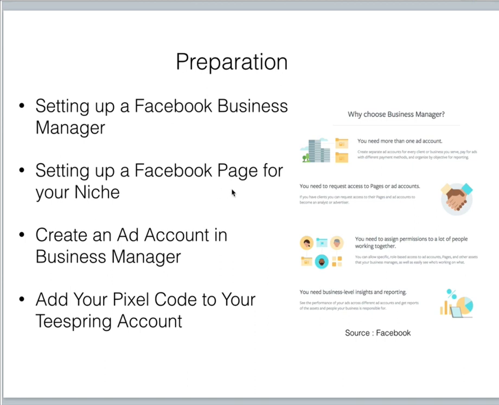So once you have taken care of that, you need to create an ad account and set up the payment method there so that you can use it for advertising. After creation of the ad account, you can go to the pixels tab, where they'll give you a pixel code. You just need to grab that pixel number that is placed inside the pixel code and add it to your Teespring account so that your sales can be tracked. And once you have done all these things, you are all set.